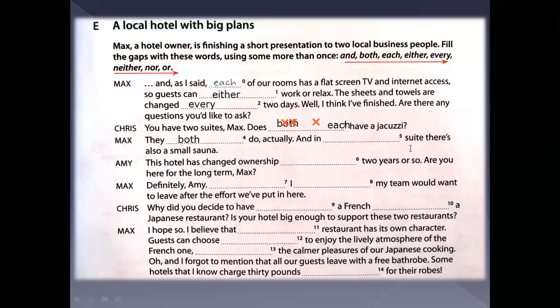And there is also a small sauna in every or each suite? Which one? Each, Miss, each. In each suite, there is a small sauna. Which one should I cross out? Each is the correct one. Which one is for two or more? Each suite, there is also a small sauna.